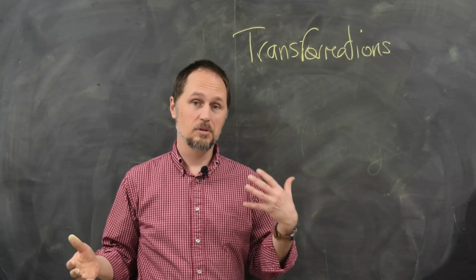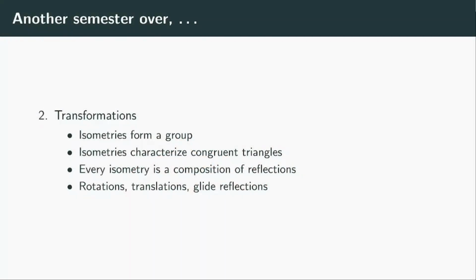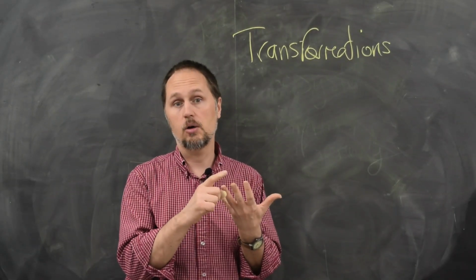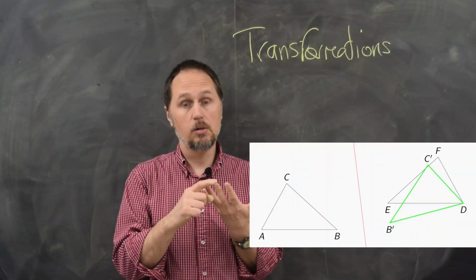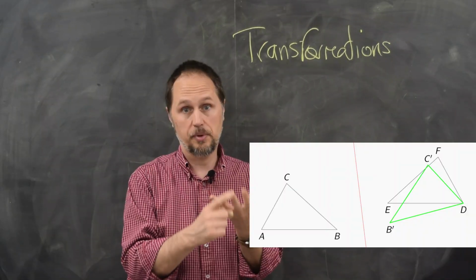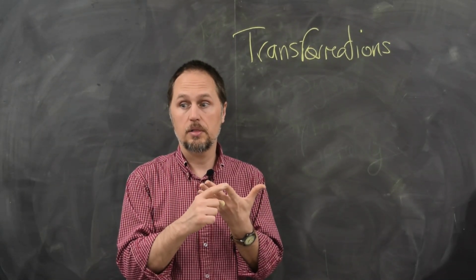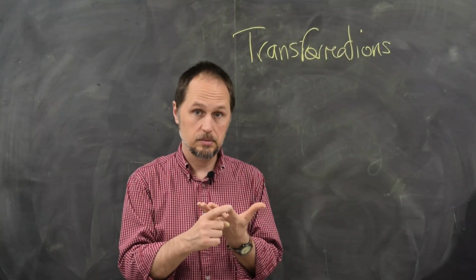Our second module was on transformations. So we talked about transformations of the plane. We talked about isometries. We talked specifically about reflections and how reflections allow you to build all of the isometries. Right? Every isometry can be written as a composition of up to 3 reflections. We saw that isometries characterize congruence of triangles.